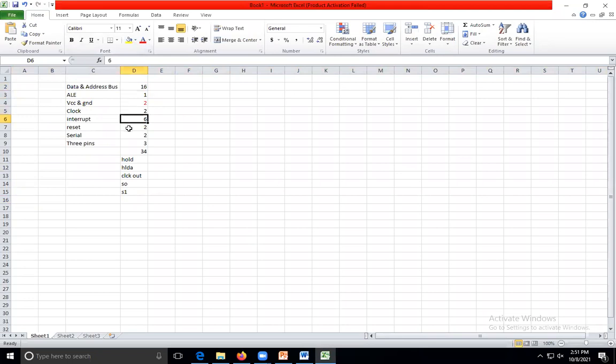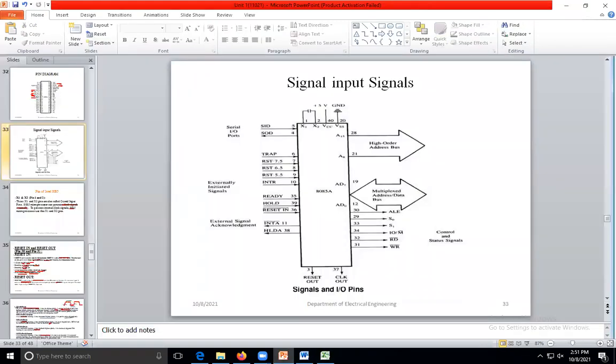Interrupts, 6 are given. Reset in and reset out are there. Serial in, serial out are given. 3 pins for read, write, and ALE are there. Then hold pin, HLDA, clock out pin, S0 and S1 are there. So which one is remaining?